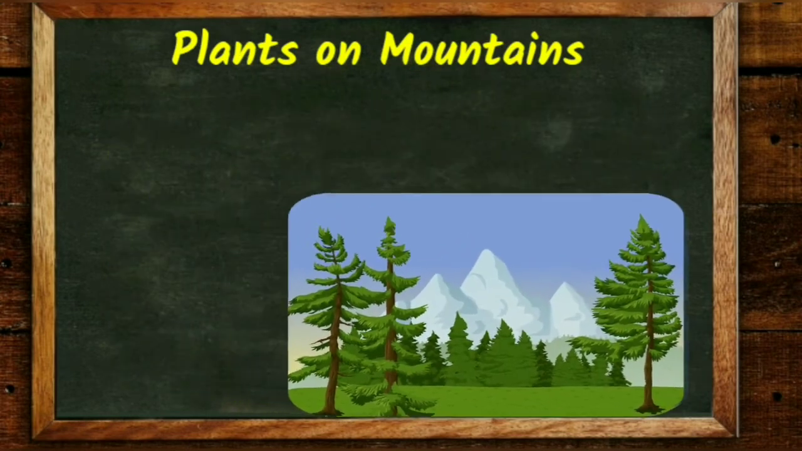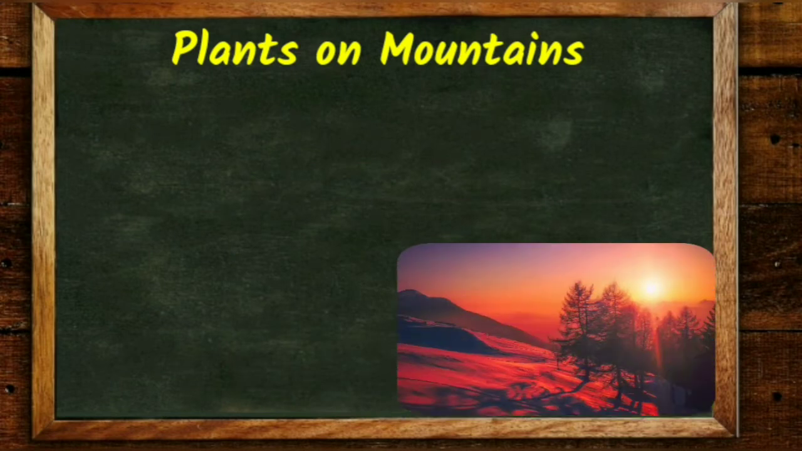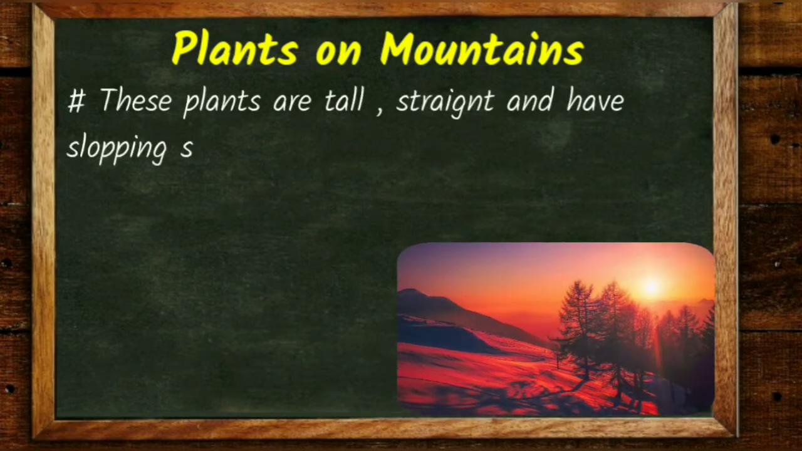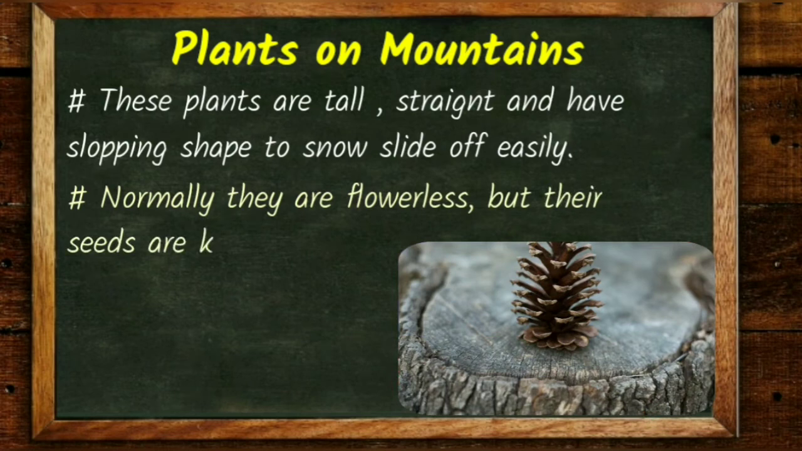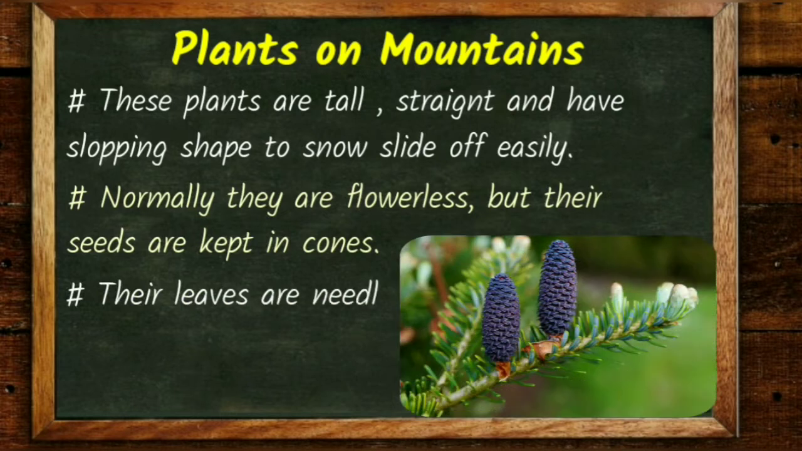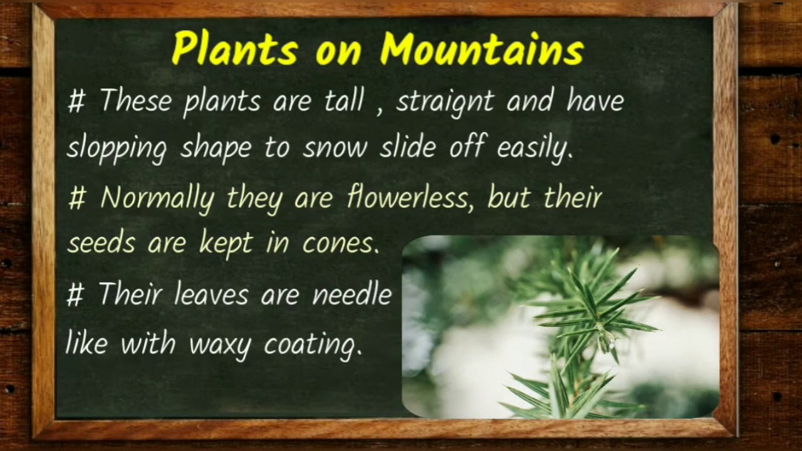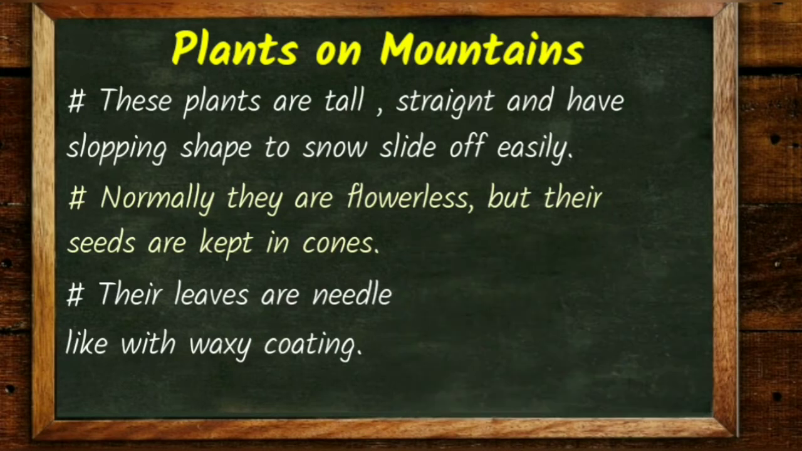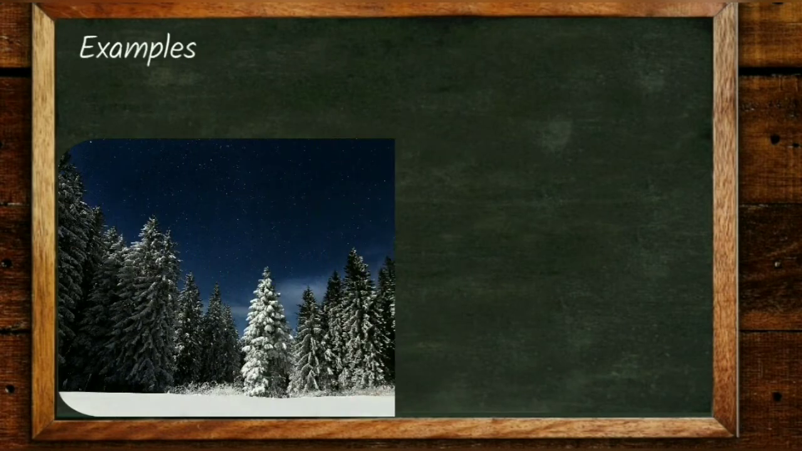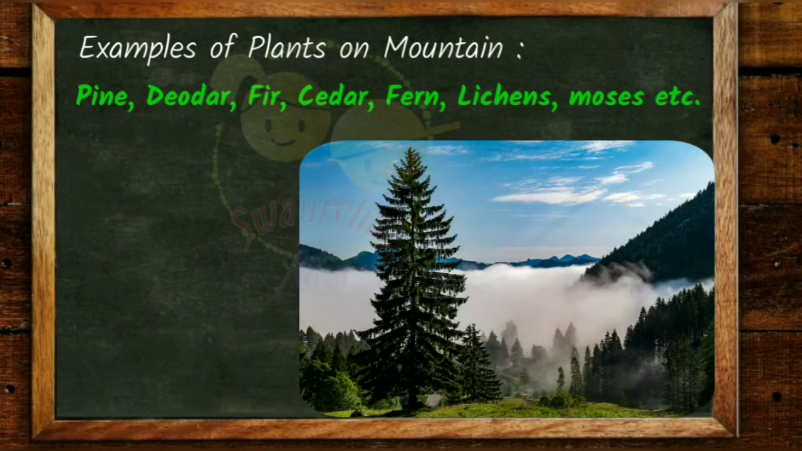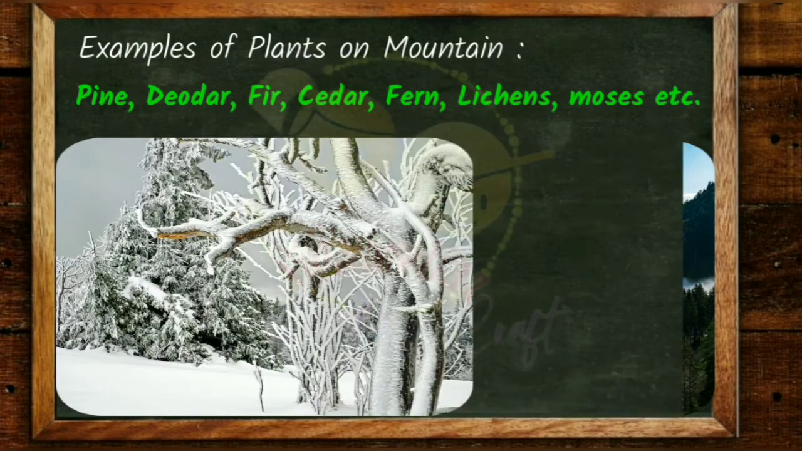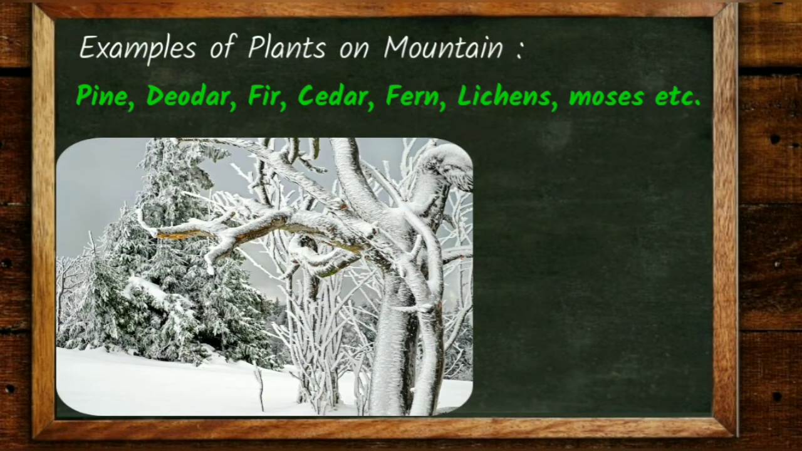Plants on mountains. These plants are tall, straight, and have a sloping shape so snow slides off easily. Normally they are flowerless, but their seeds are kept in cones. Their leaves are needle-like with a waxy coating. You can see the leaves. Examples of plants on mountains are several: pine, deodar, fir, cedar, fern, lichens, mosses. Several other examples are also there.